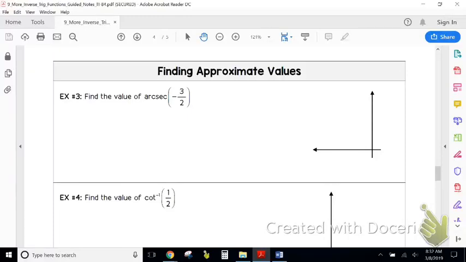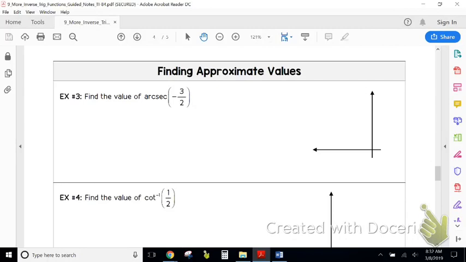All right, so example 3, we're approximating the values. We want to find the value of the arcsecant of negative 3/2. How am I going to approximate values? That means they're not exact. So what do I do to find values that are close but not exact a lot of times? Well, it has the graph there in case you need it. But how about the calculator?